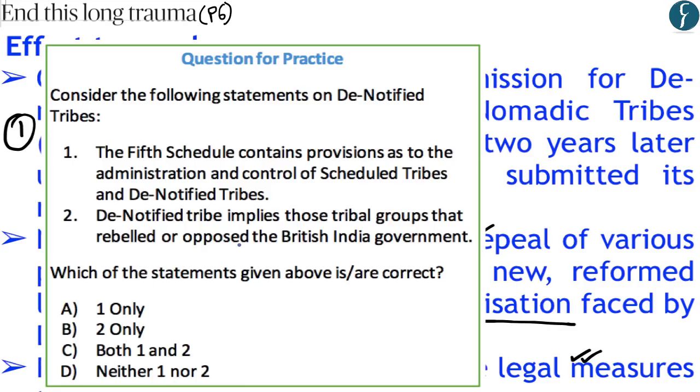Now the correct answer to this question is B, 2 only, wherein the 5th Schedule of the Constitution of India contains provisions as to the administration and control of scheduled tribes and scheduled areas, and it does not contain provisions with regards to de-notified tribes. And so therefore the first statement is incorrect. However, the de-notified tribe does imply those tribal groups that had rebelled or opposed the British India government, and therefore statement 2 is correct. And so the correct answer is B, 2 only.